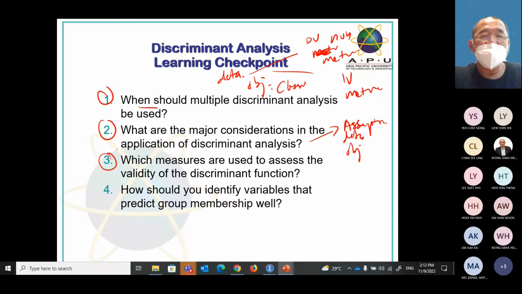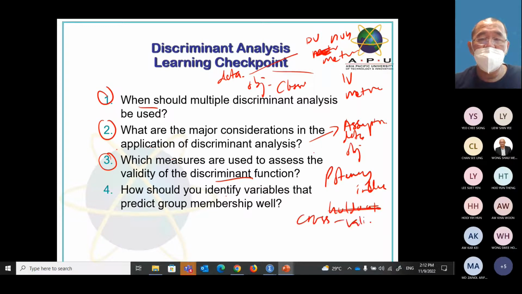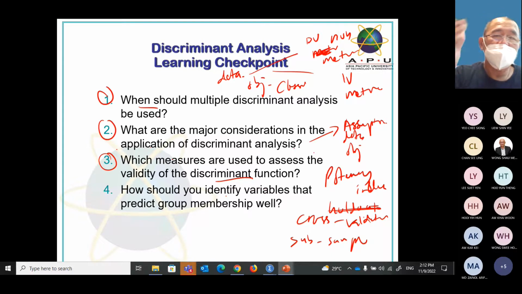Which measures are used to assess the validity of the discriminant function? This one I think we discussed a little bit just now, including the potency index, and also the hold-out sample, or better to use cross-validation, and then also subsample. So these are some examples that we can use to assess the validity of the discriminant function.